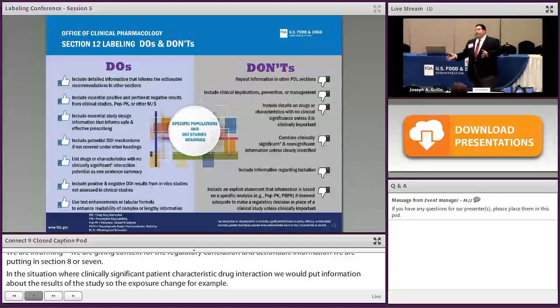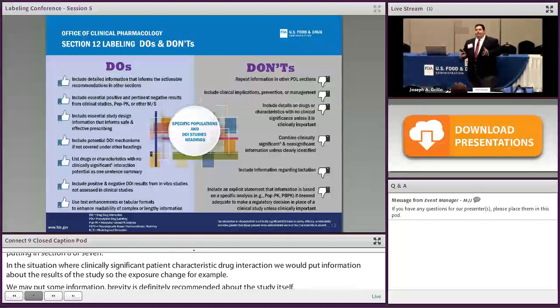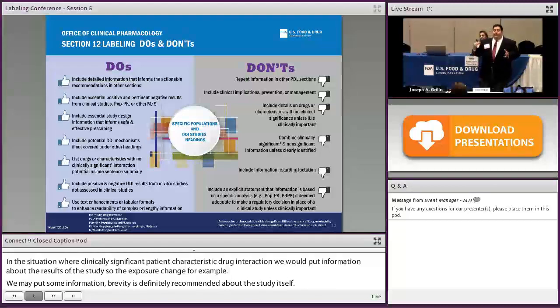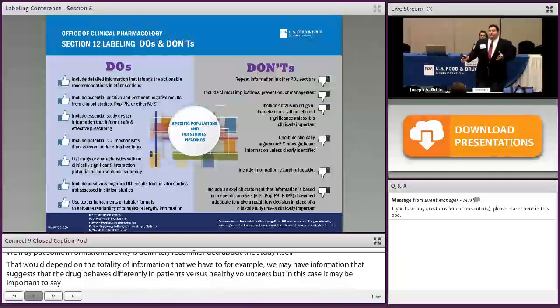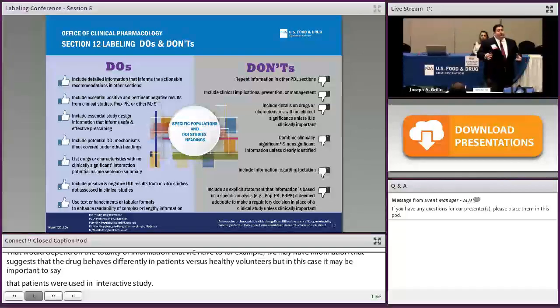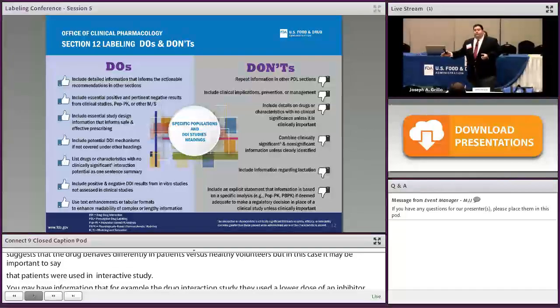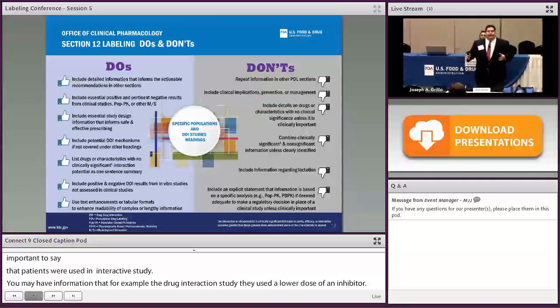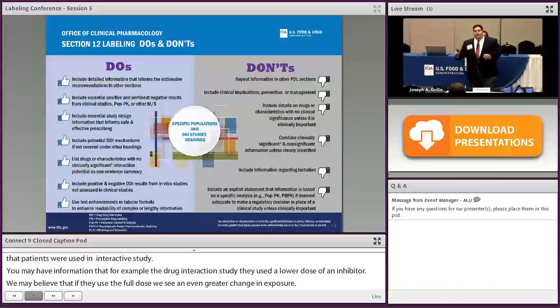And that would depend on really the totality of information that we have. So for example, we may have information that suggests that the drug behaves differently in patients versus healthy volunteers. So in this case, it may be important to say that healthy volunteers were used in a certain drug interaction study. We may have information that, for example, in the drug interaction study, they used a lower dose of an inhibitor. And we may believe that if they used a full dose, we'd see an even greater change in exposure. We might want to tell healthcare providers that you may see a higher exposure than reported here. You may want to put something like that, or put the dose in.